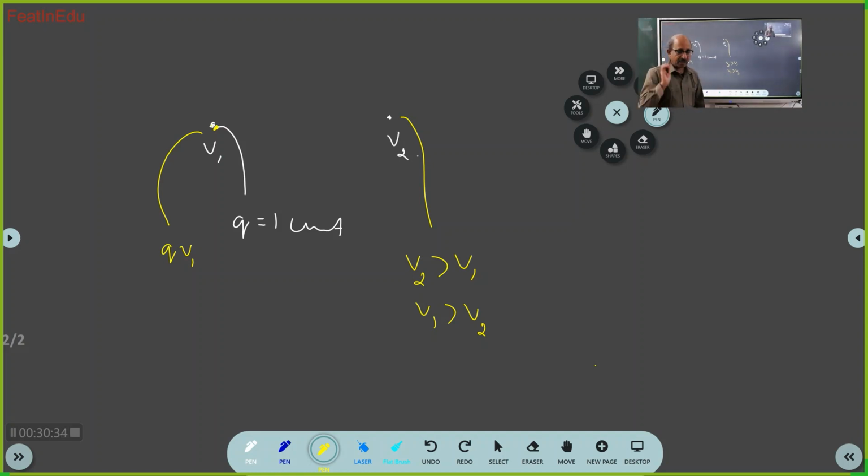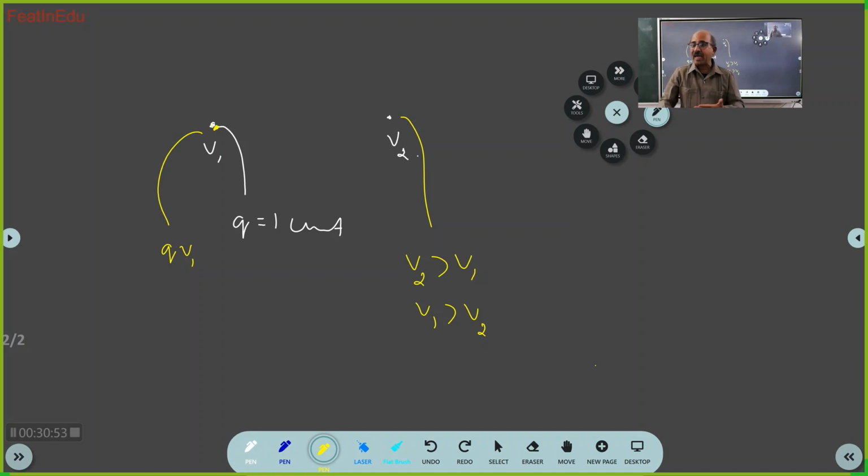Now just understand this calmly. See here. The work done by me to lift this from here to here, I have to pull it. I am applying force in this direction and the displacement is also in this direction. Correct?